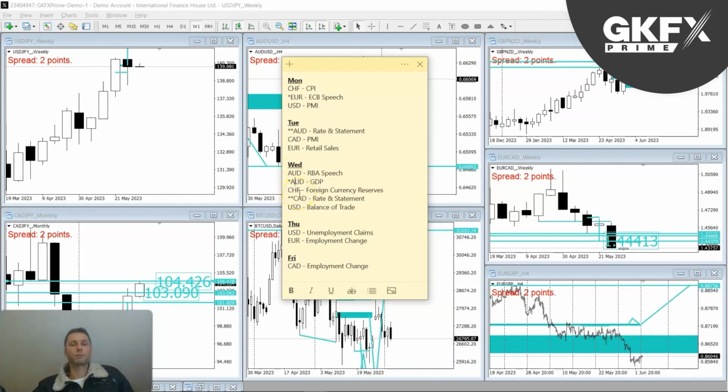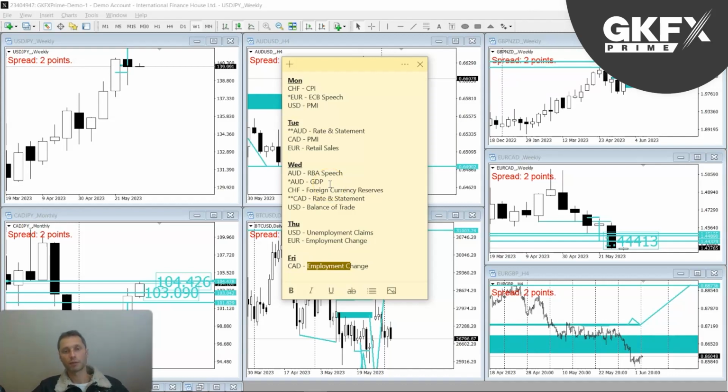And from Switzerland, not something we see very often, the foreign currency reserves. Since that's linked to a central bank and the whole country, this is what we want to watch out for. And from Canada, we have the rates and the statement as well. So that's the major one for this week. And on the dollar, balance of trade. Thursday, again on the dollar, unemployment claims and on euro employment change as well. On Friday, again CAD, so employment change there.